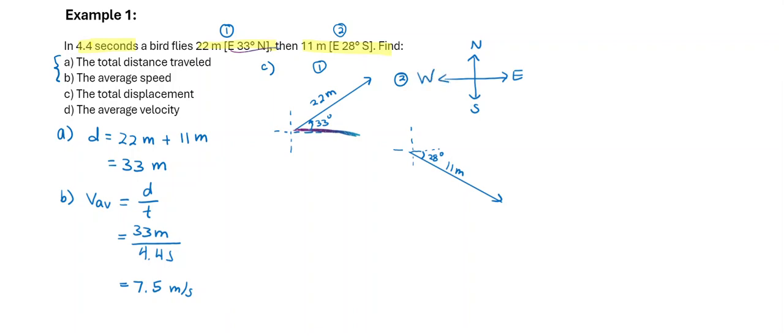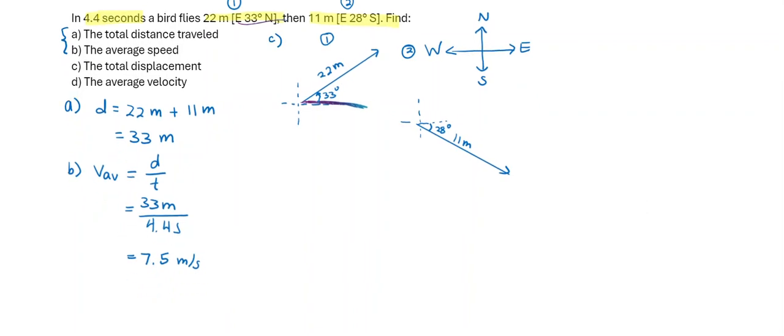Okay, so now what we're going to do is, this is going to require some basic trigonometry, but it's not too bad. It's just 10th grade trig. So for one, we're going to find the x component and y component. So using basic trigonometry, our x component is going to be here. So it's 22 meters cosine 33 degrees. And then if you use your calculator, you should get 18.45 meters east.